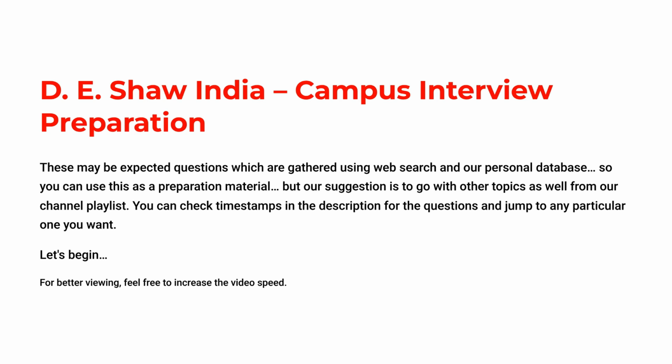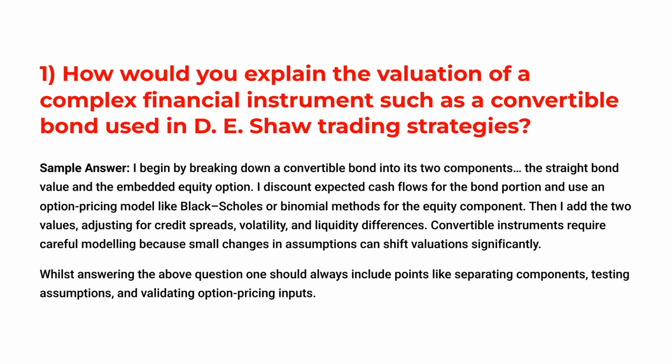Let's begin. Question 1: How would you explain the valuation of a complex financial instrument such as a convertible bond used in D.E. Shaw trading strategies? Sample answer: I begin by breaking down a convertible bond into its two components, the straight bond value and the embedded equity option. I discount expected cash flows for the bond portion and use an option pricing model like Black-Scholes or binomial methods for the equity component.